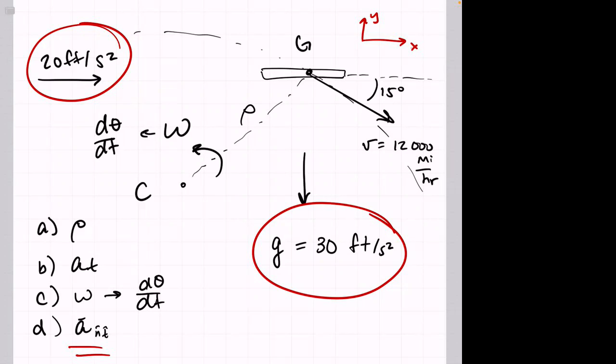The second thing we can do is identify the normal direction and the tangential direction. Normal is always towards the center of the circle. We're told that there is a center point of the circle located somewhere to the left of our rocket. And tangential is always parallel to velocity. So we have that now.